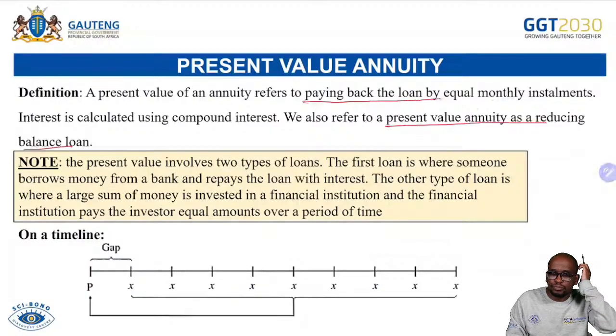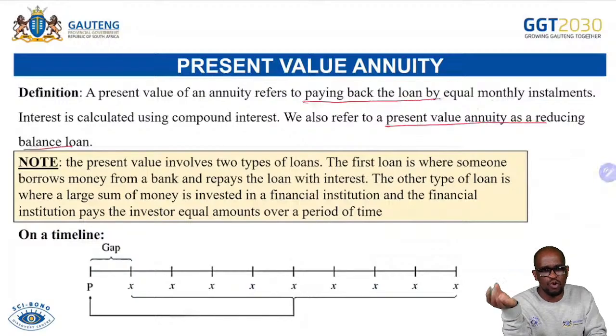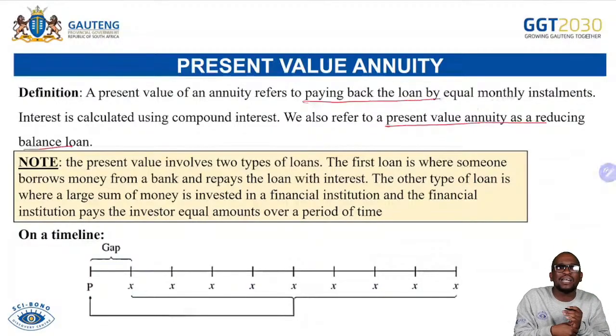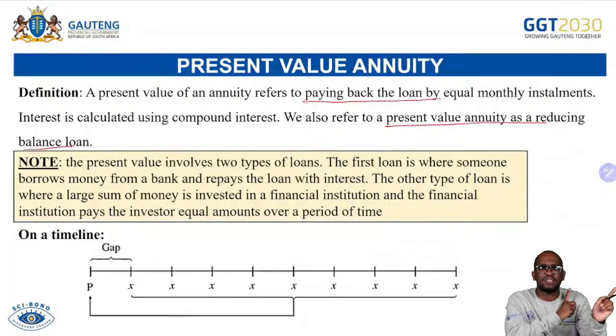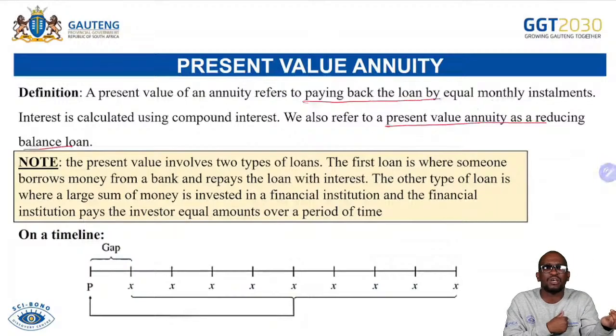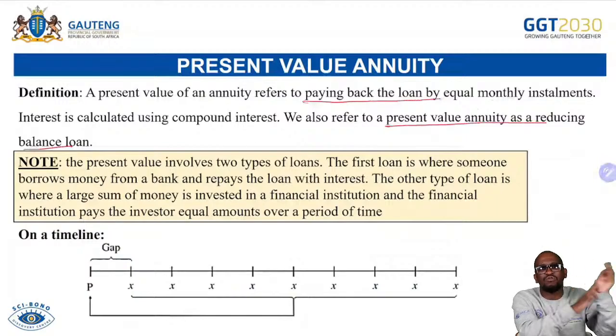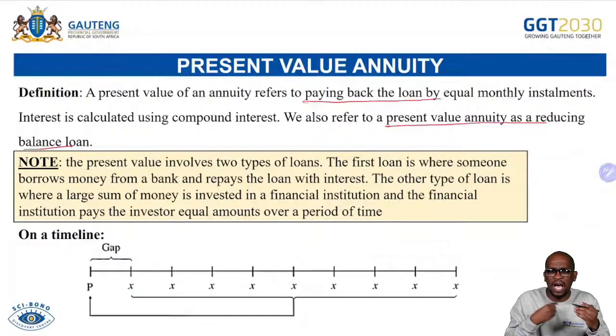Let's say you've won the lottery, you get 2 million, and then you decide to put that money in the bank, and then the bank gives you a certain amount. You ask them to give you a certain amount every month. So it's like you've loaned it to the bank and they are now paying it back to you in equal payments. So that is also a present value annuity. It's like a reverse loan. It is now the bank that has borrowed the money and is paying you back. That's how it works.